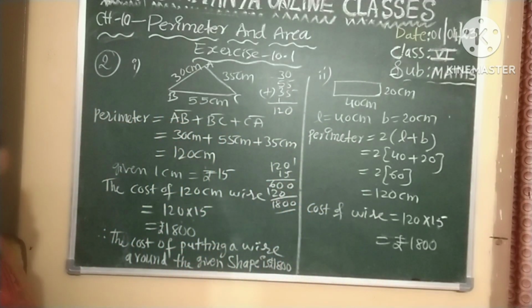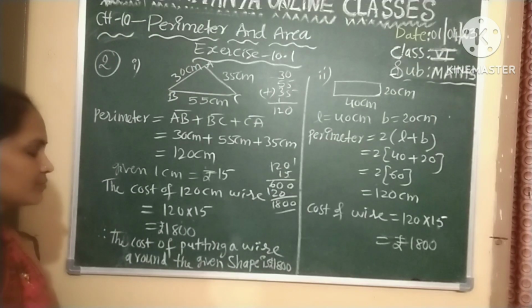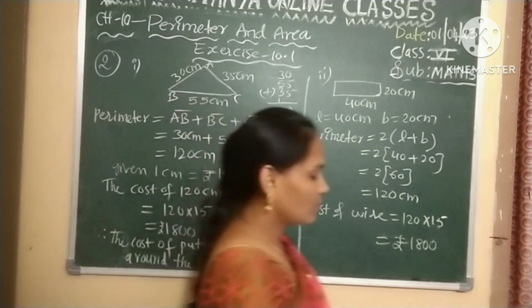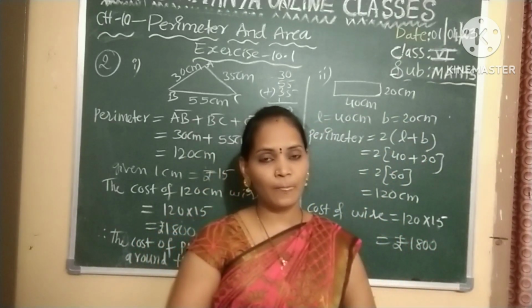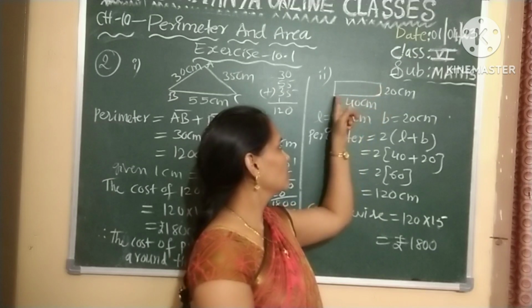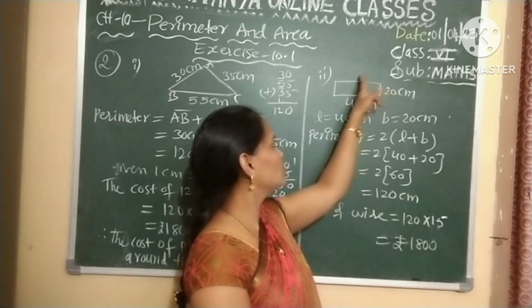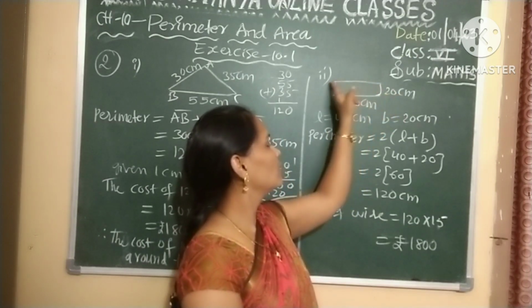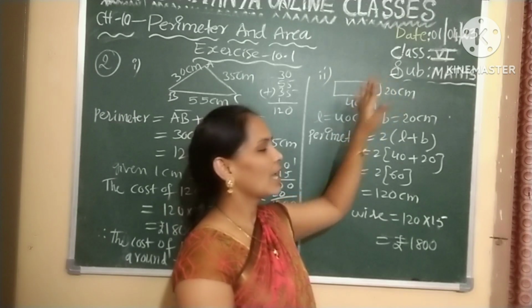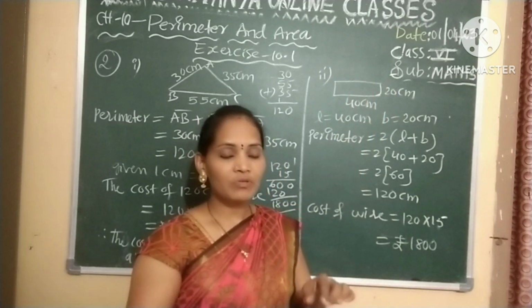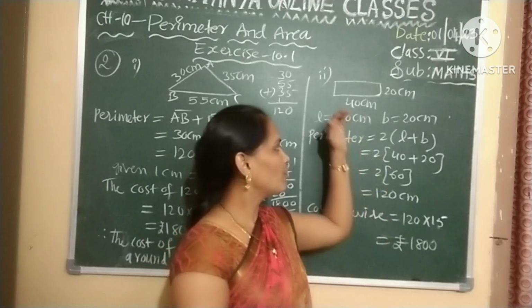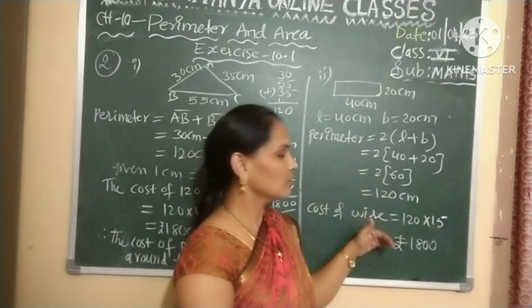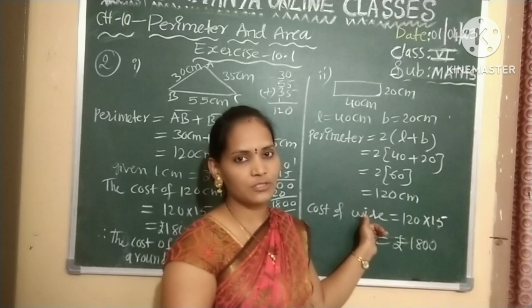Once you take the screenshot, I hope you understand, very simple. Next, some students will get a doubt: why should we take only the boundaries, meaning putting a wire around the given shape? Why not the full shape? Actually, fencing means we should keep the wire on the boundaries only. That's why, if you find the perimeter, then you can get the cost of fencing also.